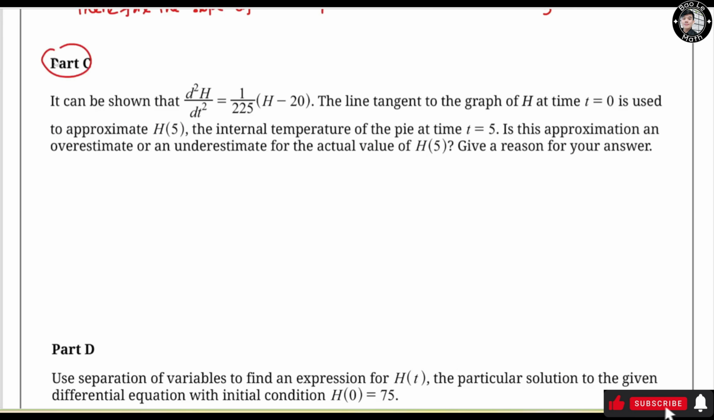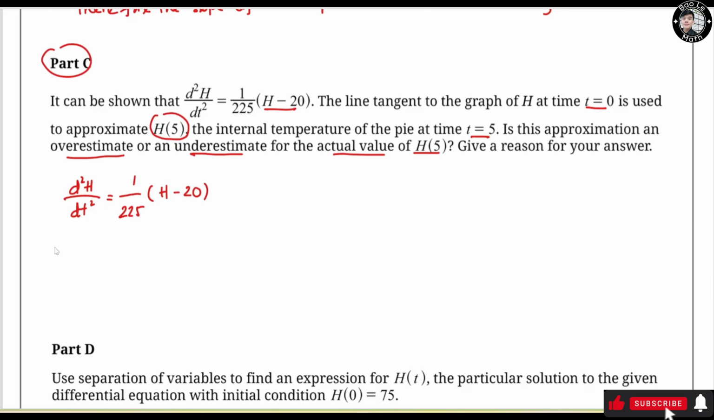Now question C. It can be shown that the second derivative of the function h is 1 over 225 times h minus 20. The line tangent to the graph of h at time t equals 0 is used to approximate h of 5, right? The internal temperature of the pie at time t equals 5. Is the approximation an overestimate or underestimate for the actual value of h of 5?